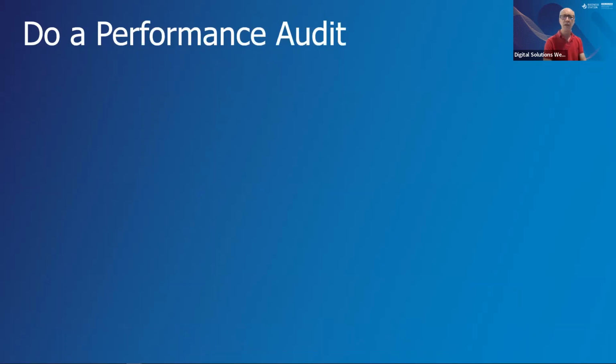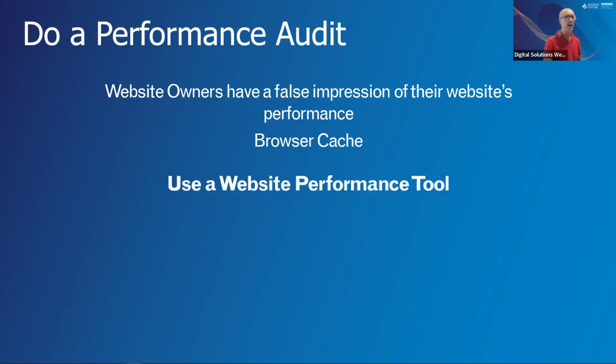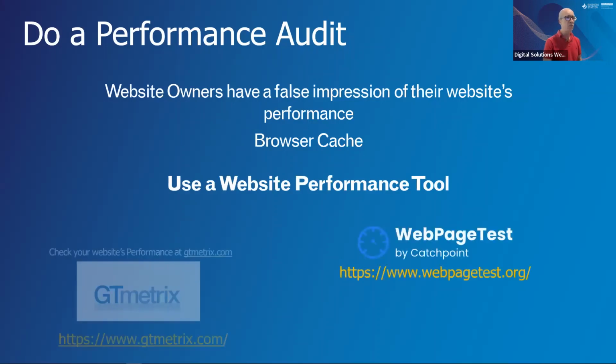I will get out of this audit section in a minute, but it is important so you understand where you stand. The other thing, and I highly recommend this, is doing a performance audit. A performance audit basically tells you how fast or slow your website is. Now, it's difficult for a website owner to do this, because if you're accessing your website a lot, it'll be cached in your browser. This is called browser cache, and it makes it difficult to test how fast or slow your website is because it always seems fast. So you need to use a performance tool.